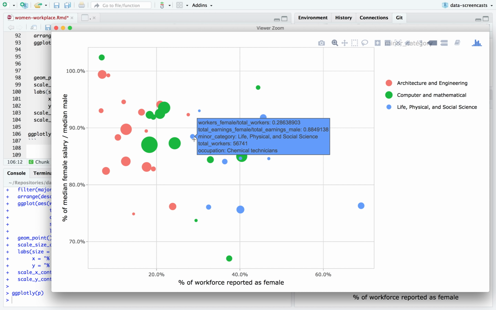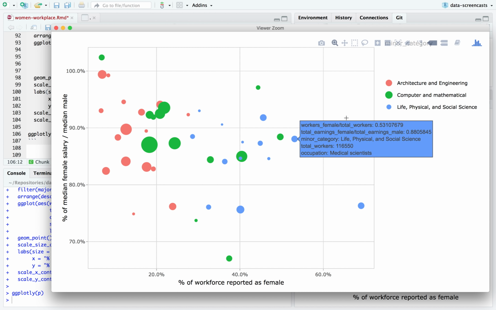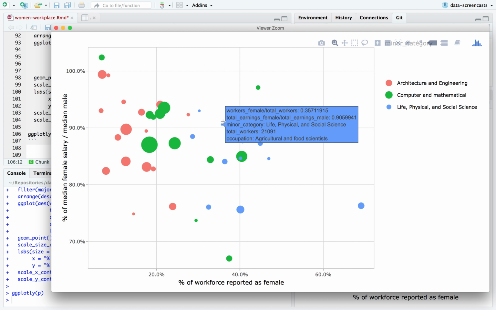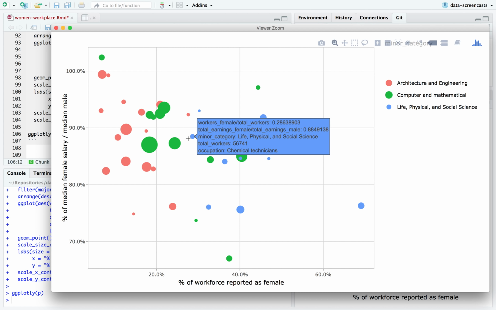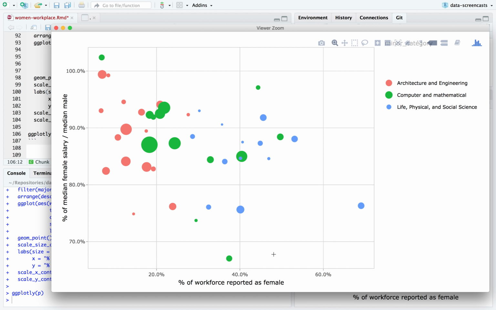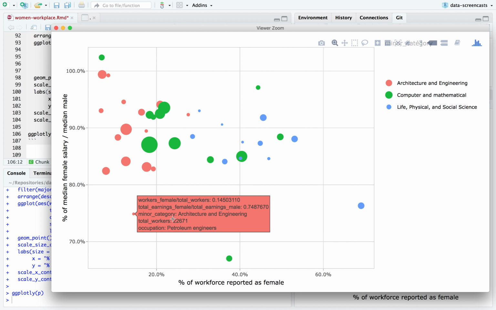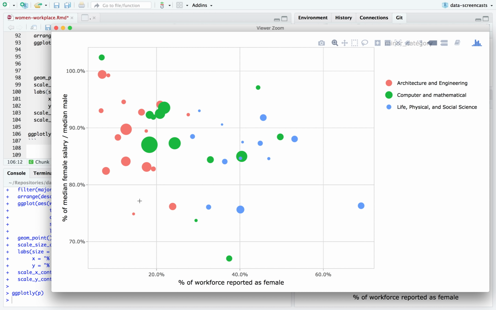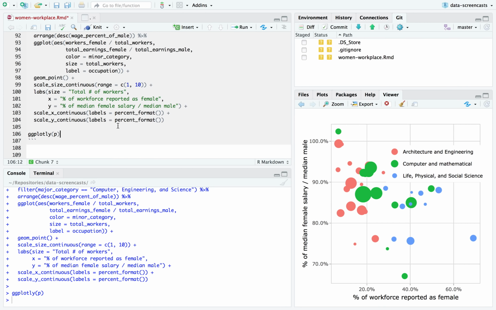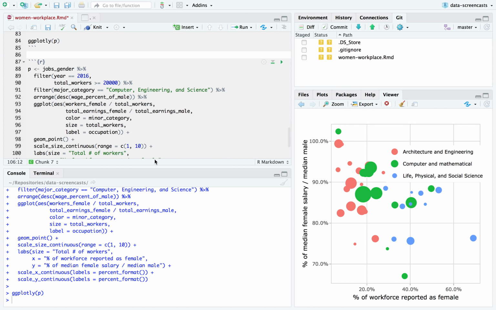Okay, so we see some of the trends. We see trends in the subfield, in the minor occupation. We see probably not a real negative correlation, but at least not a positive correlation either, between percentage female and the wage parity. Okay, so that's another occupation.